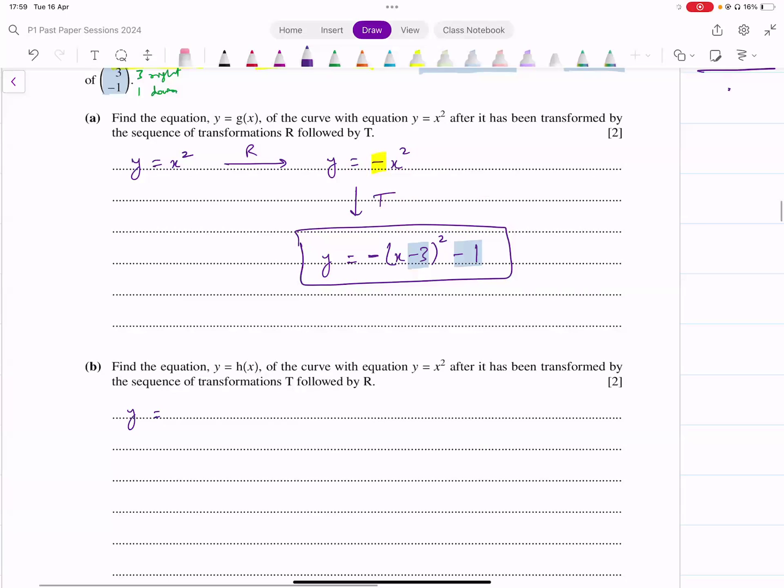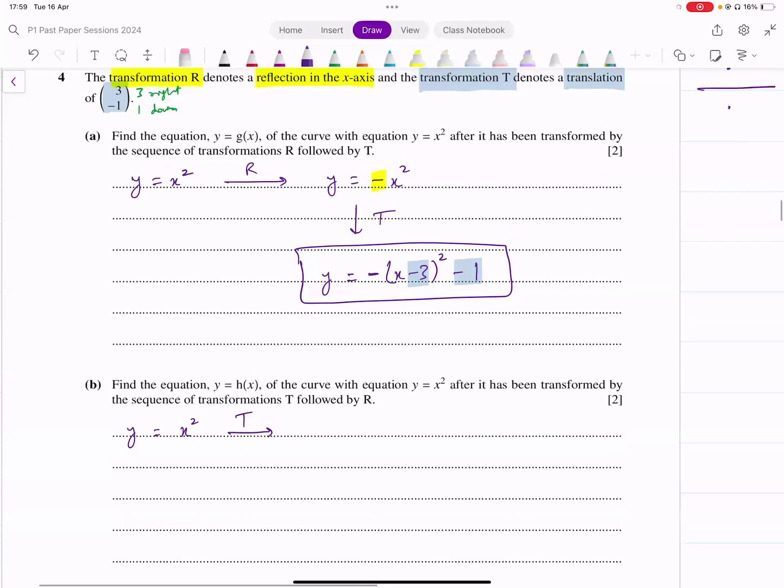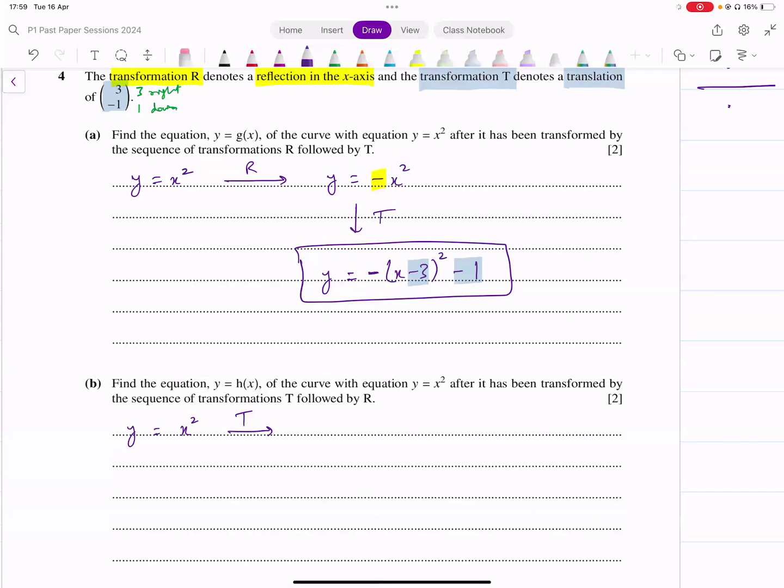Y equals x squared. Now t happens first. What's t? T is translation. So you have to translate the graph first. What you do is, in place of x, you do x minus 3. So it becomes x minus 3 whole squared, due to the horizontal translation. Due to vertical translation, you have a minus 1 outside. So after the translation is applied, you get x minus 3 whole squared minus 1.